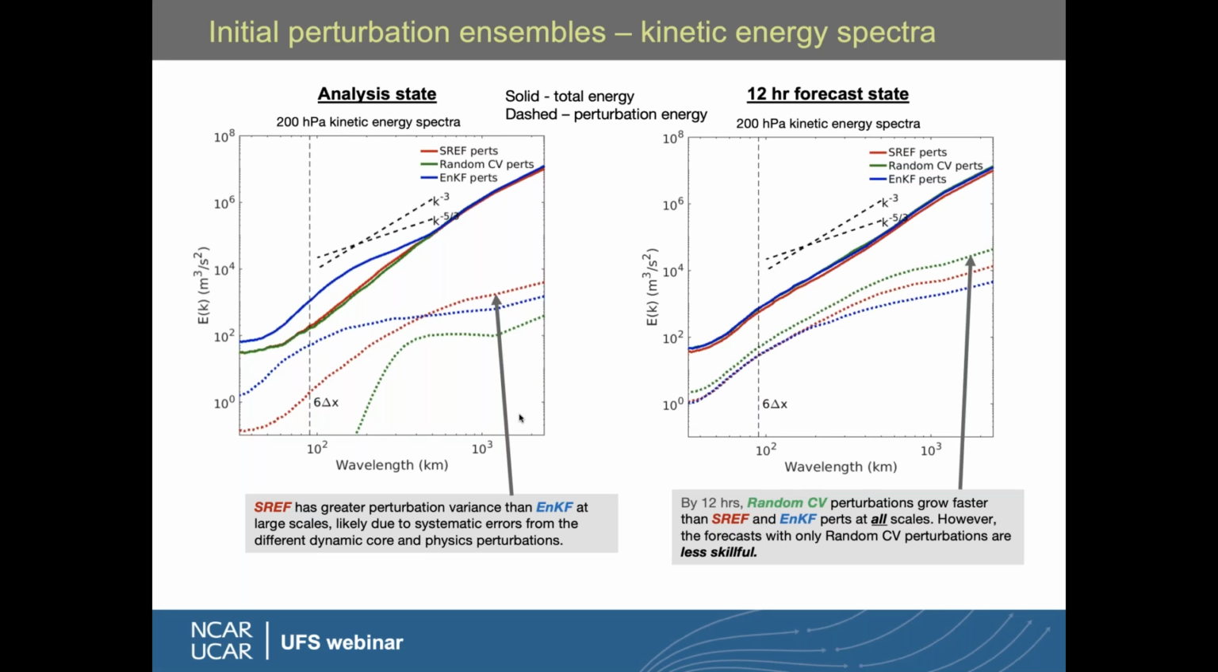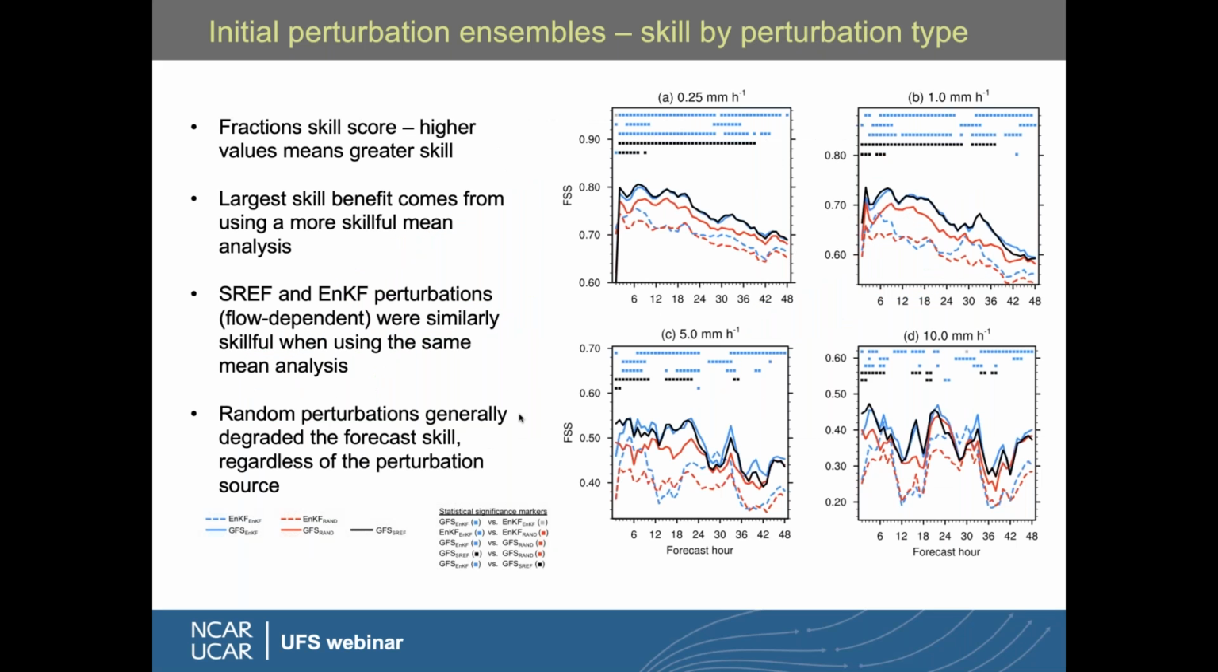So if we go 12 hours into the forecast, it turns out that those random perturbations are the ones that are growing the fastest. And so there's this kind of big flop that maybe says, well, there's something interesting there. Are those random perturbations actually good error growth? And the answer to that's kind of mixed.